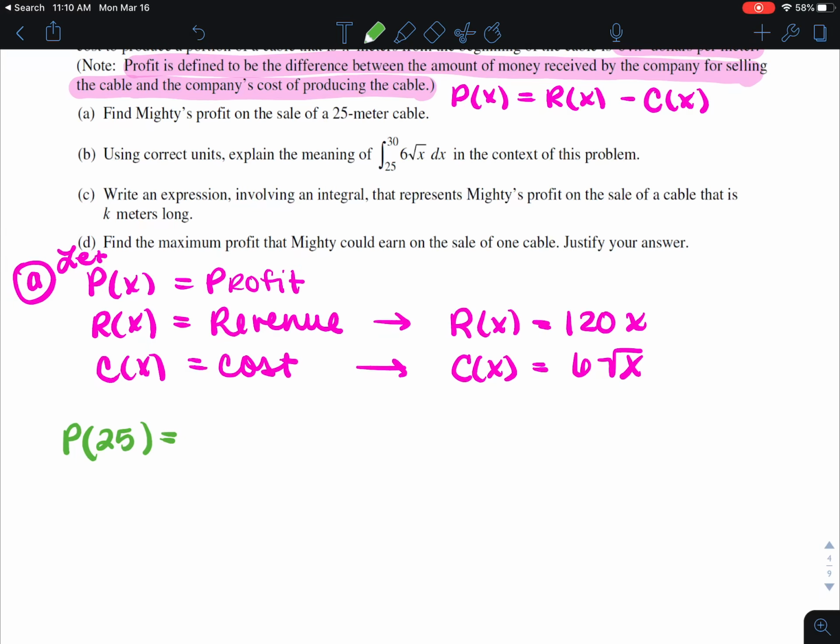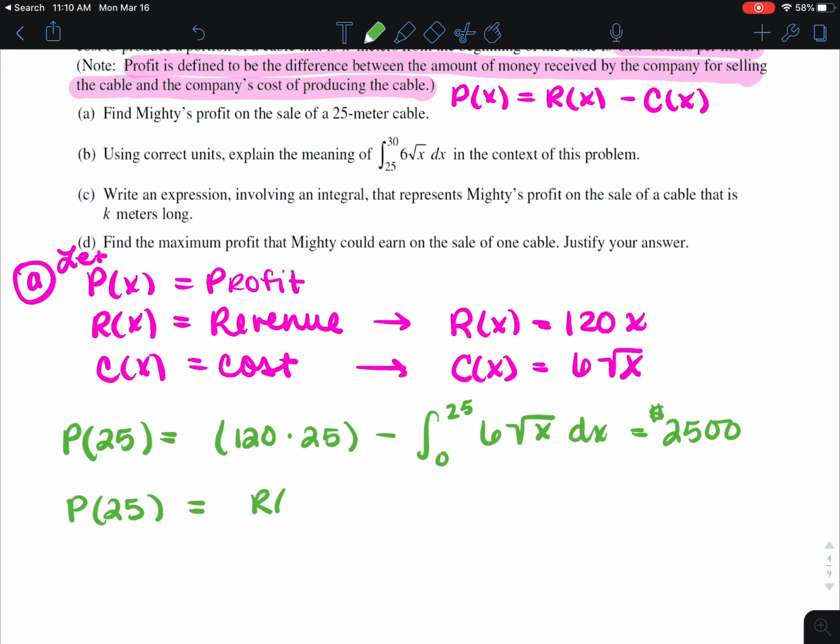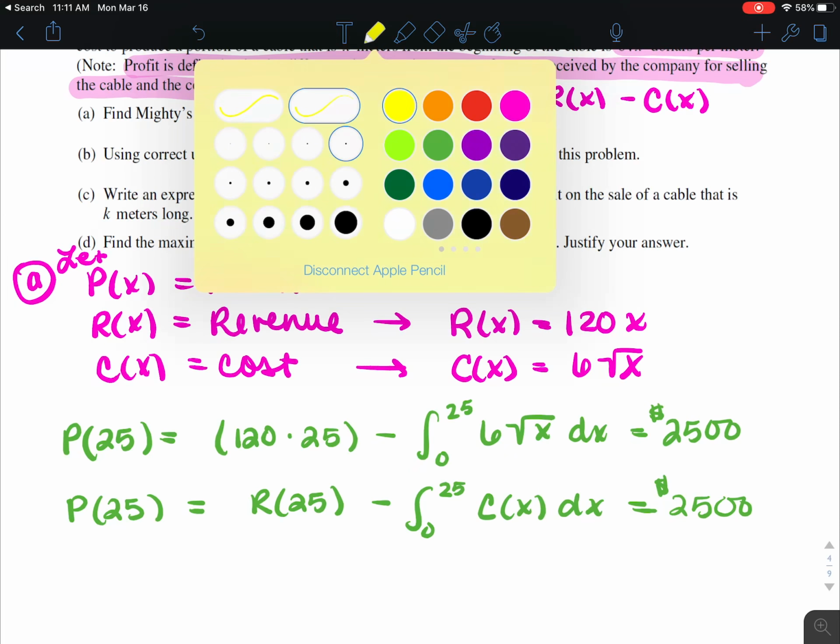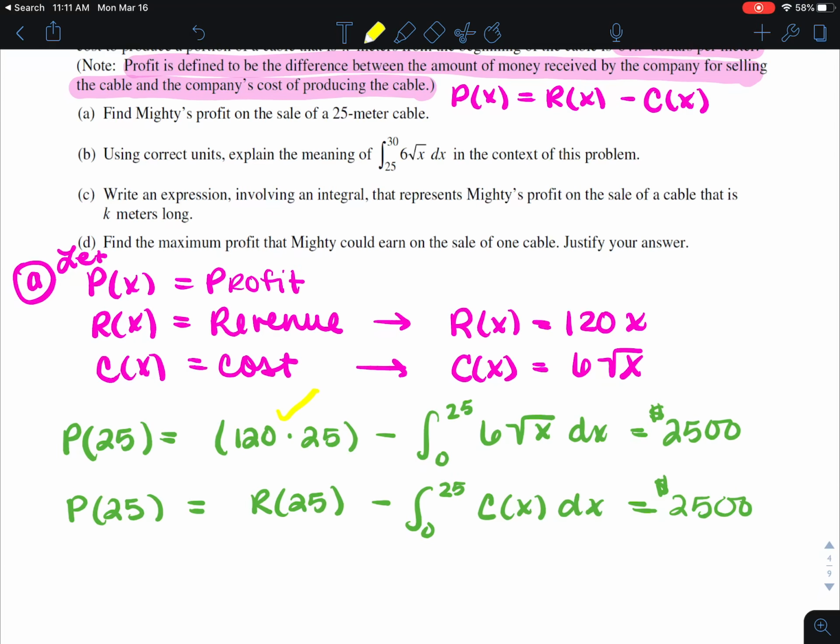equaling our revenue, which is $120 times 25, minus the cost to make it. And so we're going to integrate this rate. And that's going to equal $2,500. You could have written it, if you do your let statement, as P of 25 equals R of 25 minus the integral from 0 to 25 of C of X dx. That would be acceptable as well. This question was worth 3 points. The 3 points coming from using the revenue function, and the answer, including the integral. I believe actually this was another point, but I don't have that document in front of me.